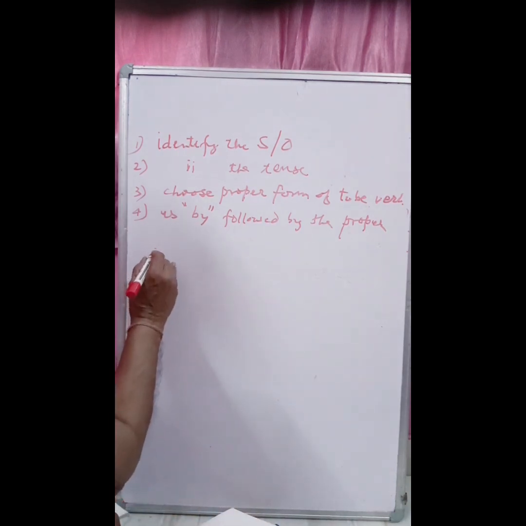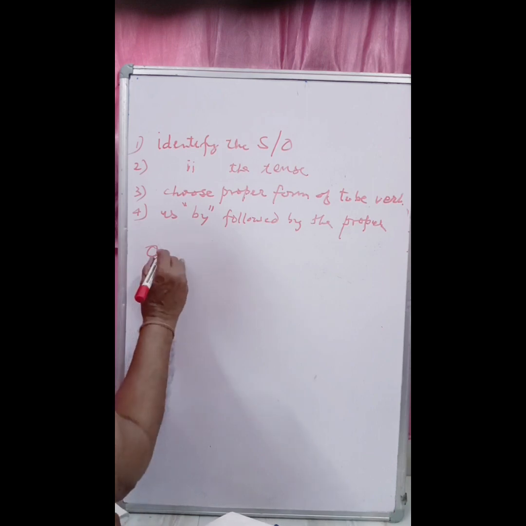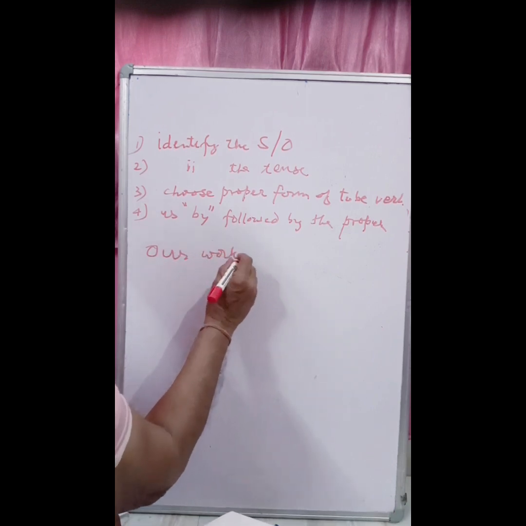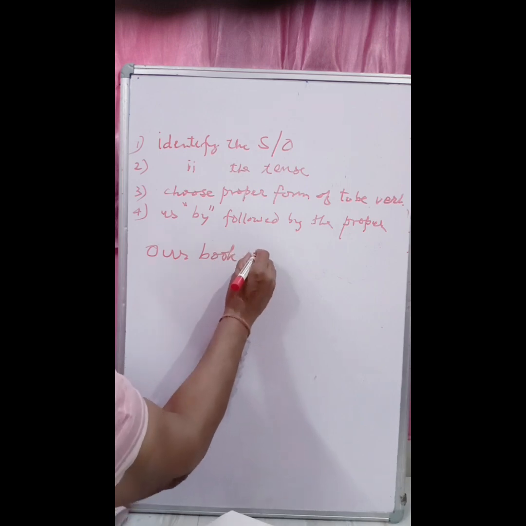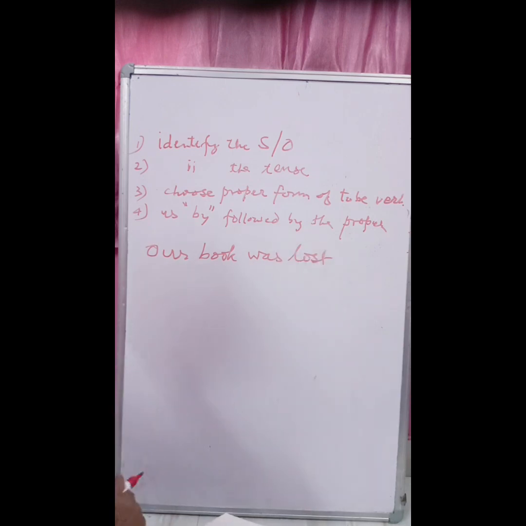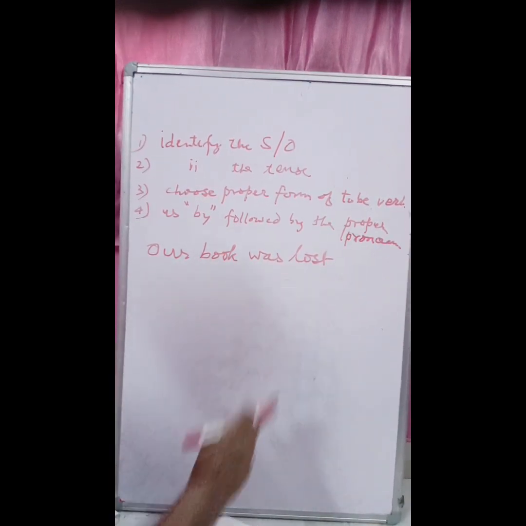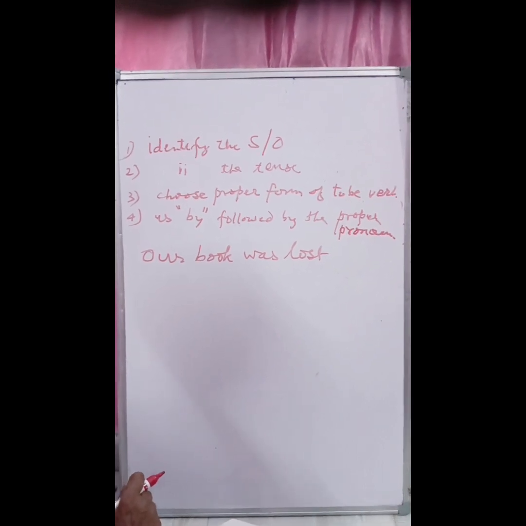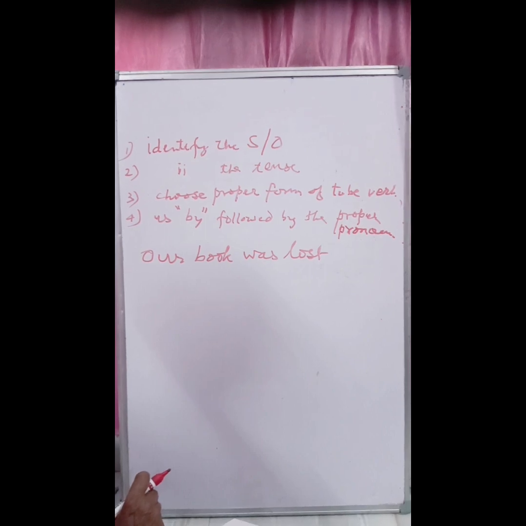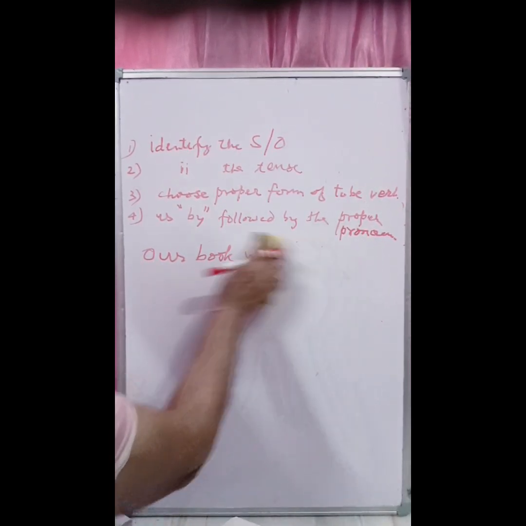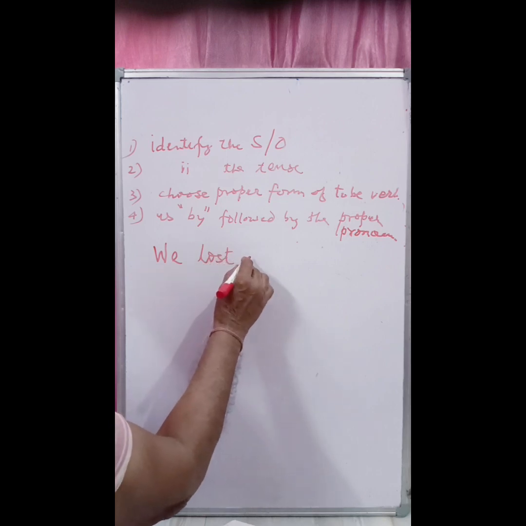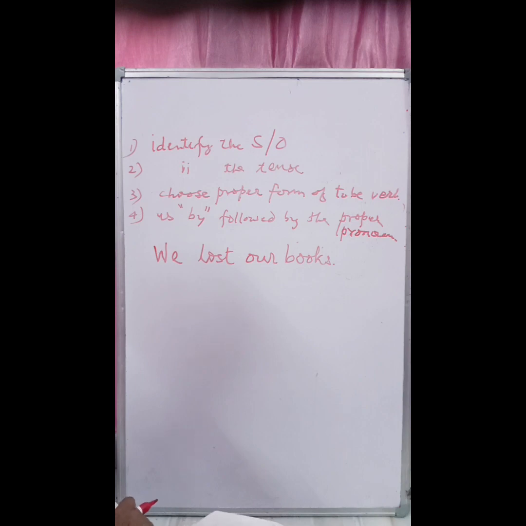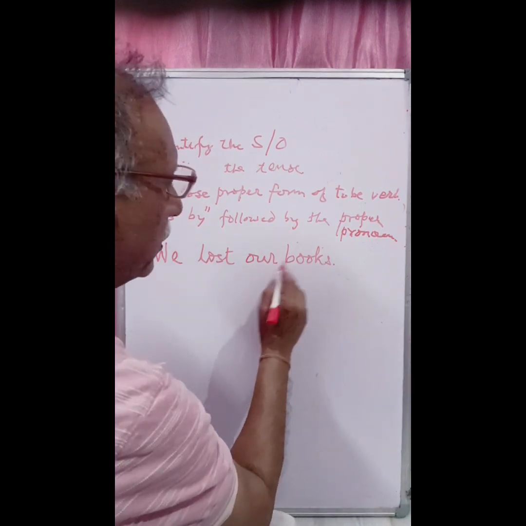If it is we, so it will be by us. Our books were lost. Suppose this is active: we lost our books. Now, when this is to be converted, our books becomes the subject.